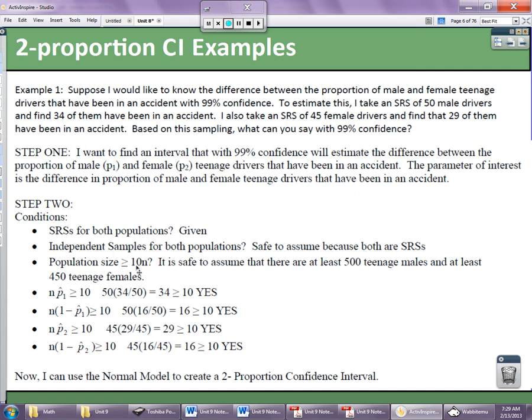My population size is greater than 10n. And again, it's safe to assume that there are at least 500 teenage males and at least 450 teenage females. So I have to do it for both of them. Do your n times p and n times 1 minus p for both populations. And then again, you want to say, now I can use the normal model to create a two-proportion confidence interval. Okay, so please make sure you get all that down. Again, pause if you need it.